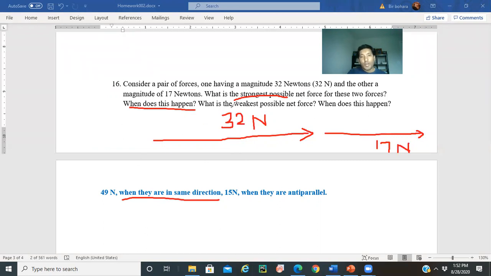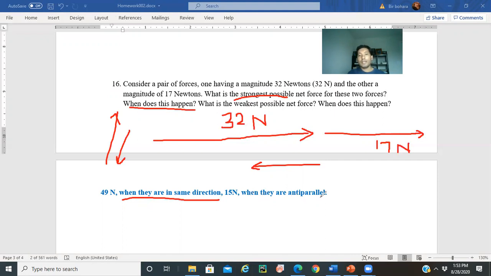Second question is when is the weakest possible net force? When they are facing opposite direction. Wherever they are facing, they should be opposite. Okay. So maybe they are facing this way and this way, maybe facing this way and this way. Okay. So in that way, they will have the weakest possible force. So in that case, you have to subtract, right? Look at here. If you subtract 17 from 32, you will get 15, right?